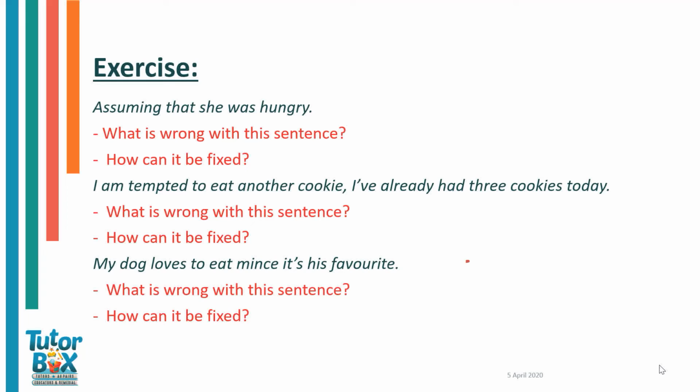The third and final example is, "my dog loves to eat mince, it's his favorite." You can already see by reading this out loud that it doesn't flow well together and that it needs a comma. This is how you should identify it as a fused sentence error. You could fix this by adding a comma, but remember to add a coordinating conjunction after the comma. Otherwise, it would just be a comma splice error. So it would be, "my dog loves to eat mince, comma, and it's his favorite."